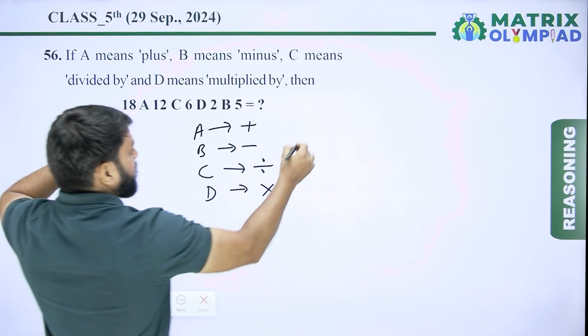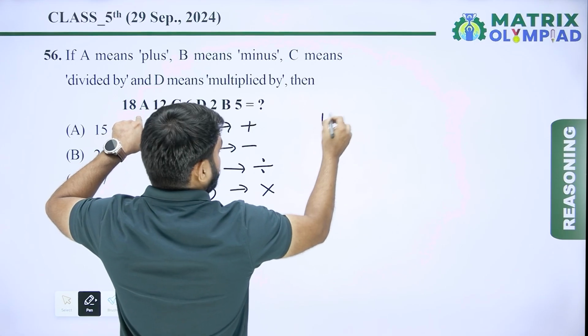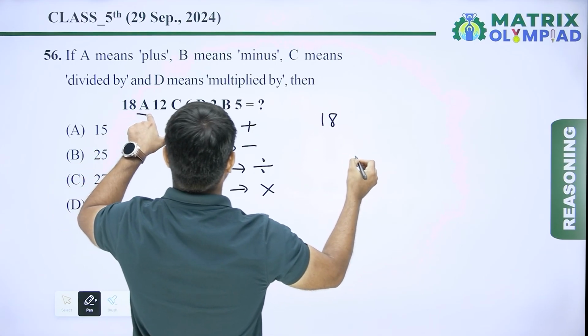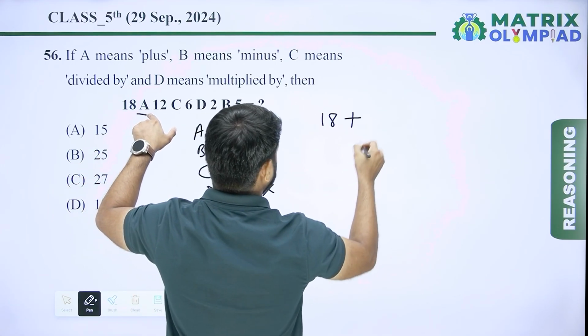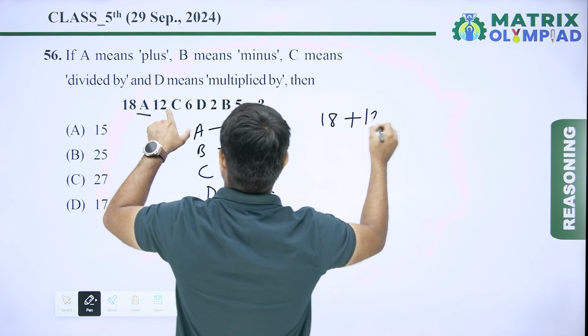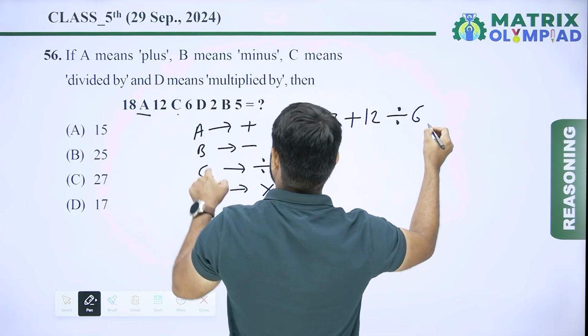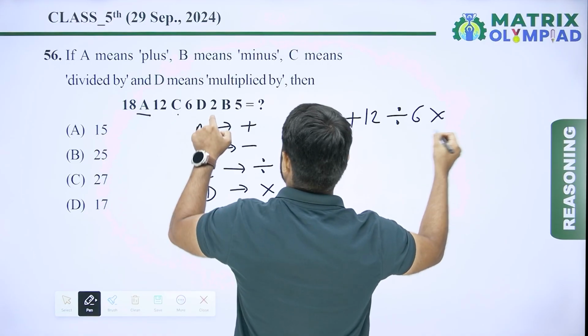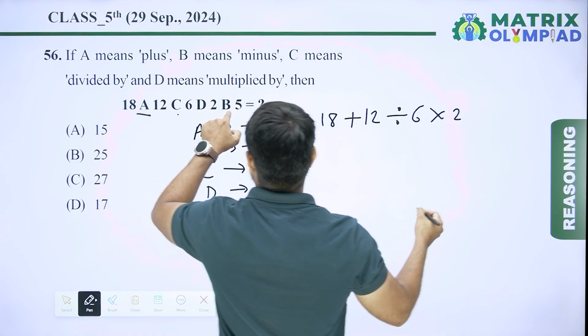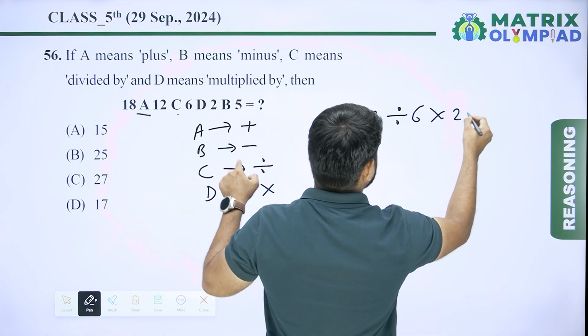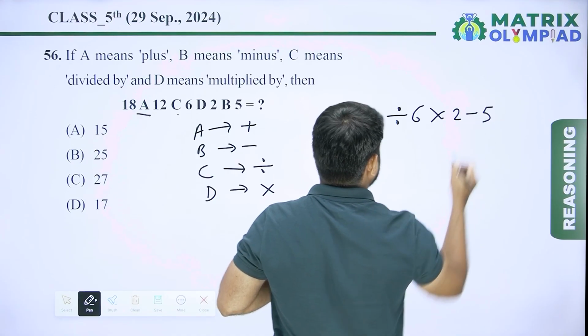So now find the value of the given expression. 18, A, what is the meaning of A? A means plus 12. C means divided by 6. D means multiply by 2. And B means minus 5.